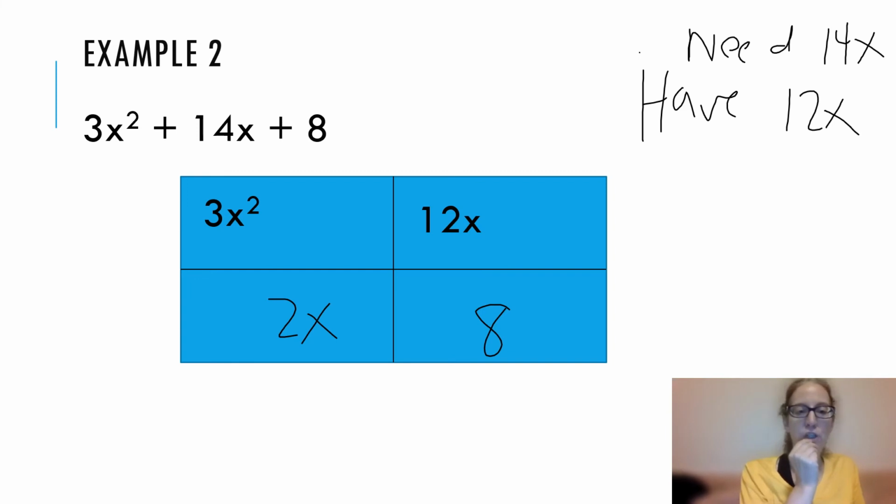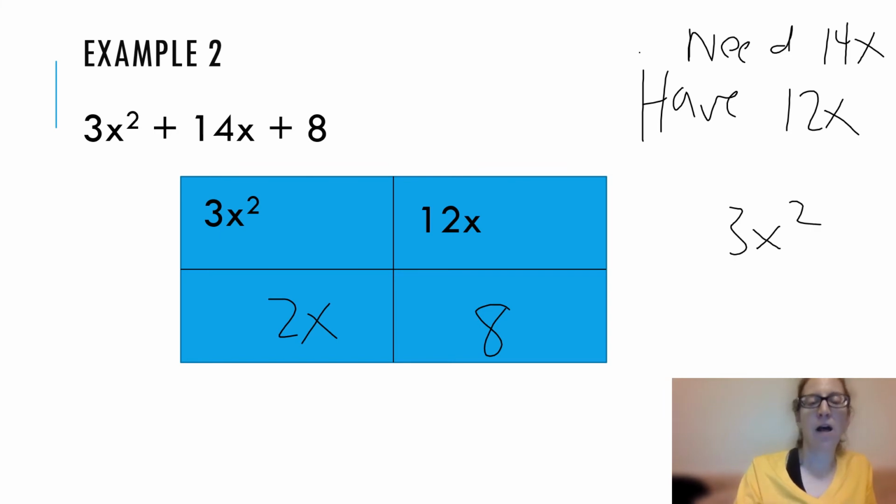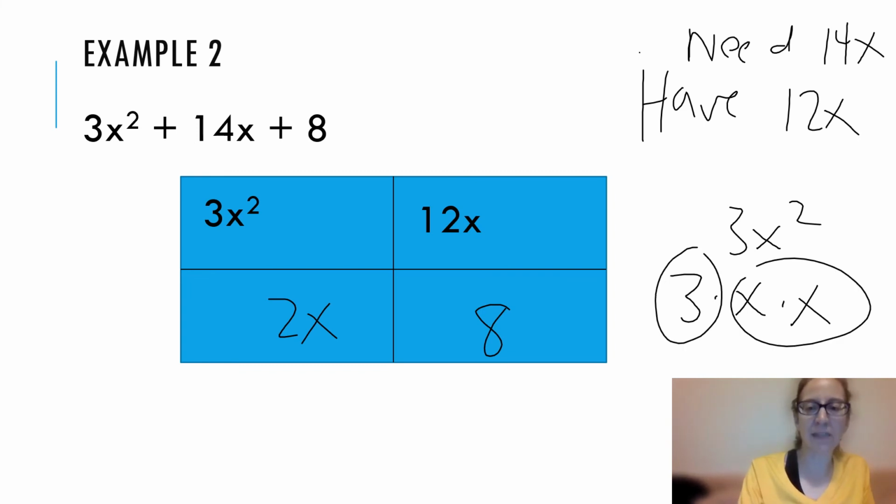All right, so we need to figure some stuff out. Let's start with the 3x squared. Now you could try to do something like this. But don't write this down. If you're taking notes at home, don't write this down. So 3x squared is 3 times x times x. So somebody might do this. They might say, well, I'm going to break it up into 3 and then times x squared.